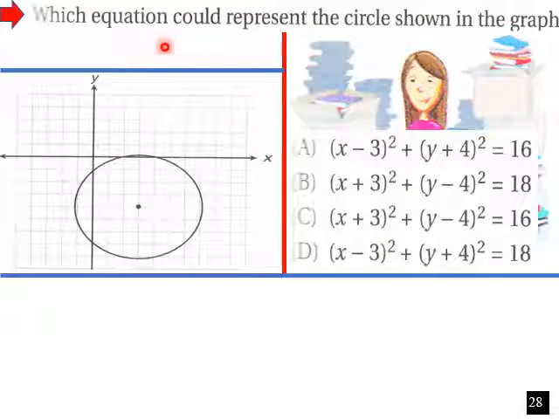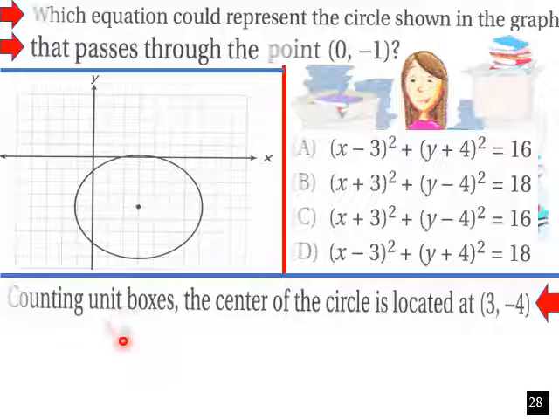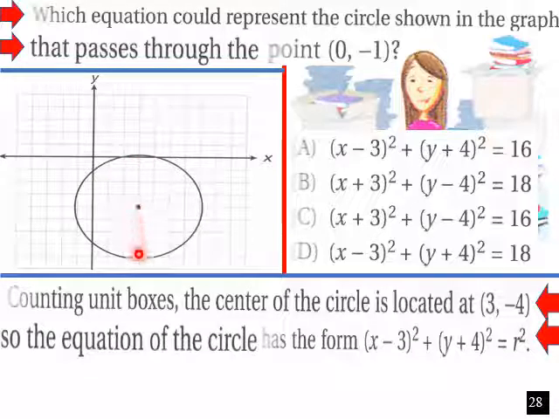So, which equation could represent the circle shown in the graph? So we have our circle here. Which one of these equations represents this circle that passes through the point (0, negative 1)? So (0, negative 1) would be right here. Counting unit boxes, the center of the circle is located at (3, negative 4). So when x equals 3, y equals negative 4, that would be the center.